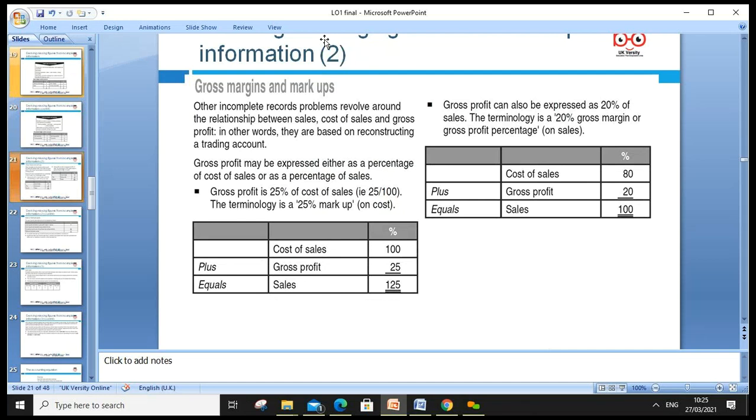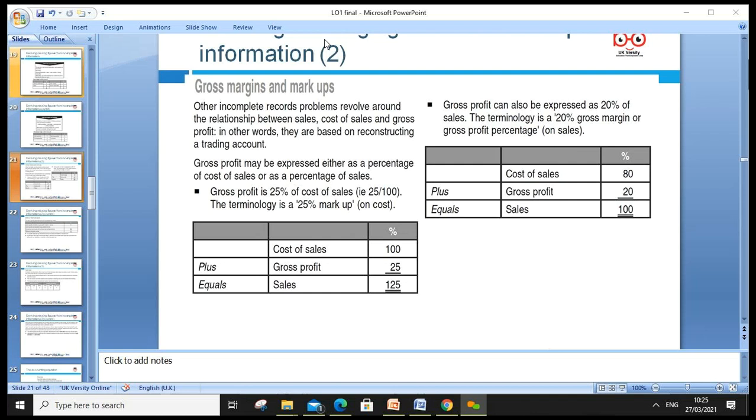Okay, gross margin and markup, always keep in mind: markup is always based on the cost plus, and margin is always based on the sale price. So if you are using the word margin, it means your sale is 100% and your cost is 80%, and 20% will be your gross profit. I'm saying 20% margin, so it means 20% is my gross profit: 100% my sales and 80% my cost of sales.